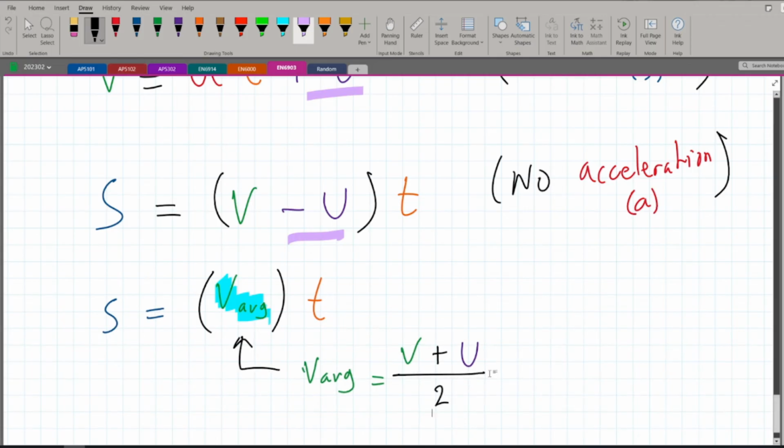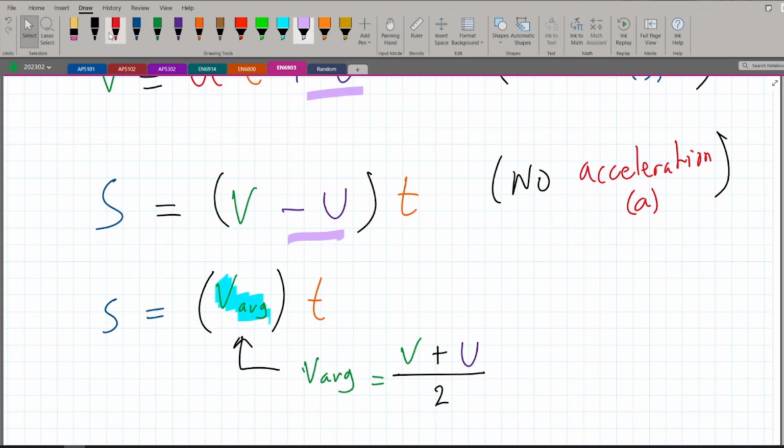This case will be only used when you do not have a consistent velocity. So if your velocity is not consistent, you can use this instead of V minus U. You could just find your average velocity so that you can find out your average displacement depending on the time you have. All right.